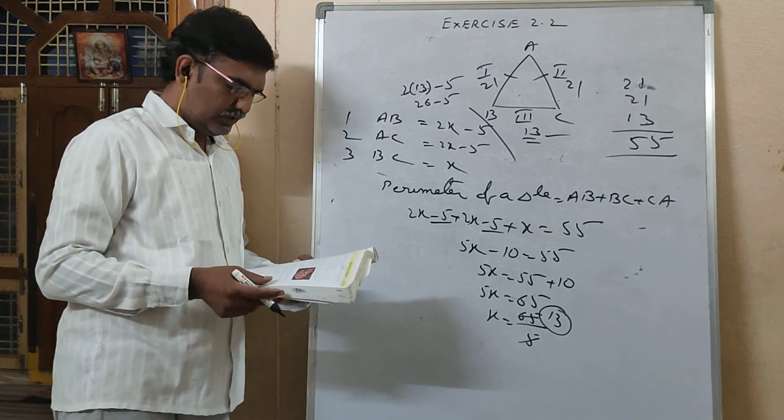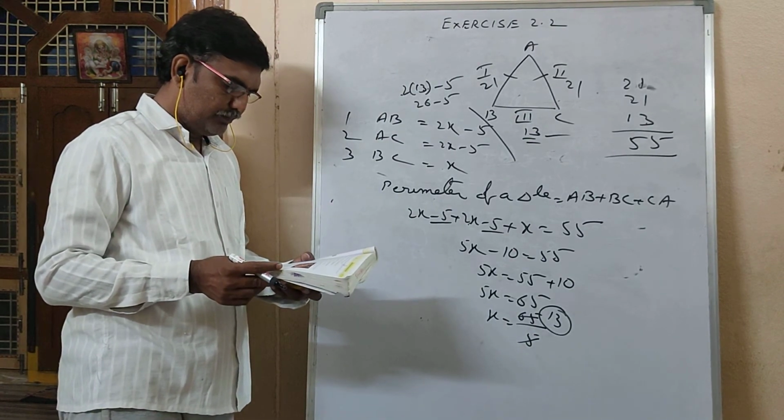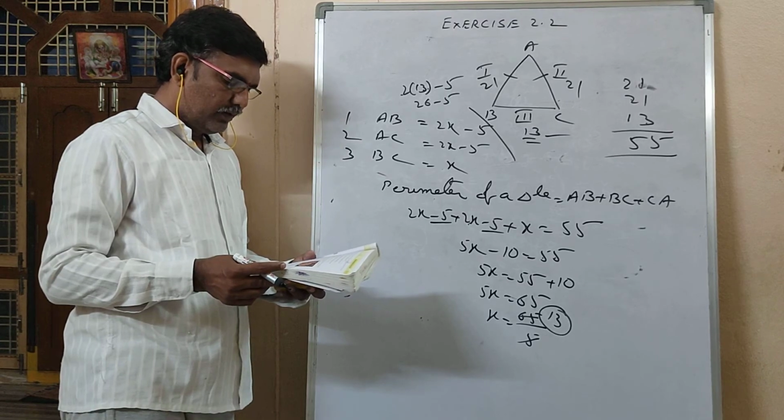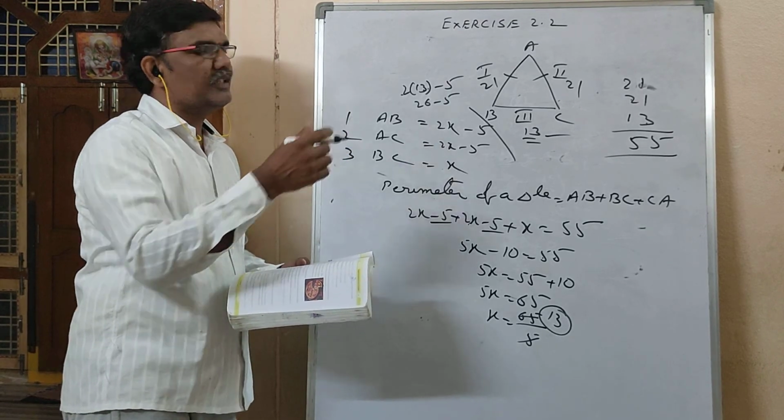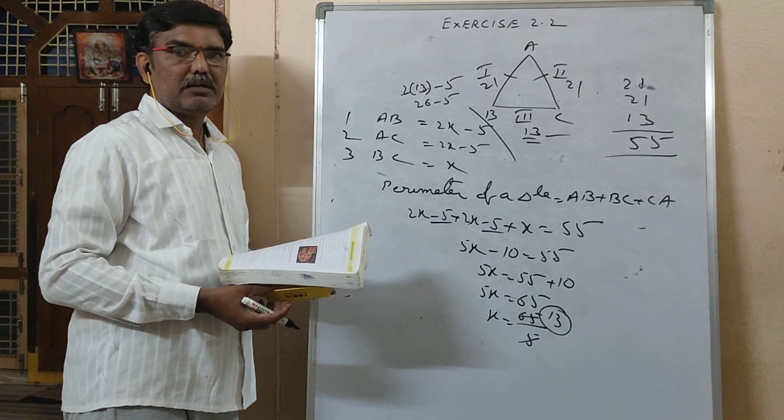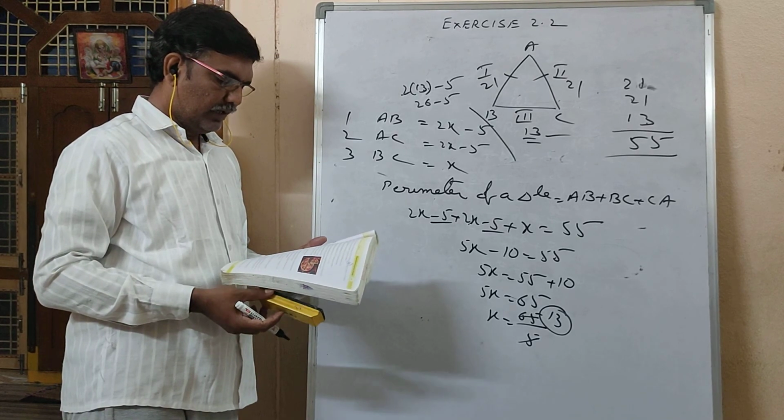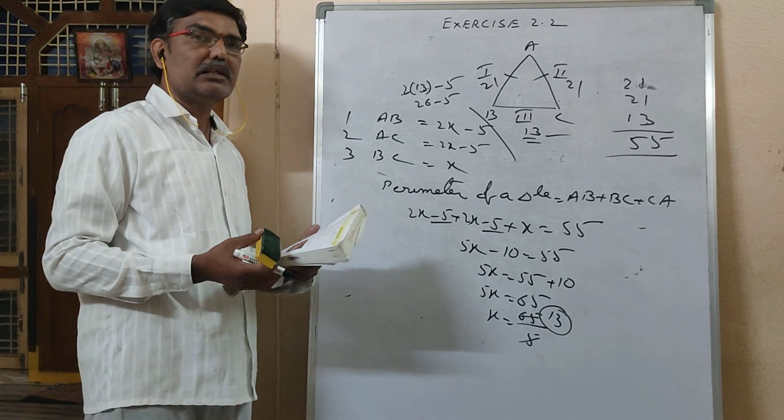So this is the problem. Lengths of its sides means AB, BC, CA. You can write it. So the remaining we will discuss in the next class.